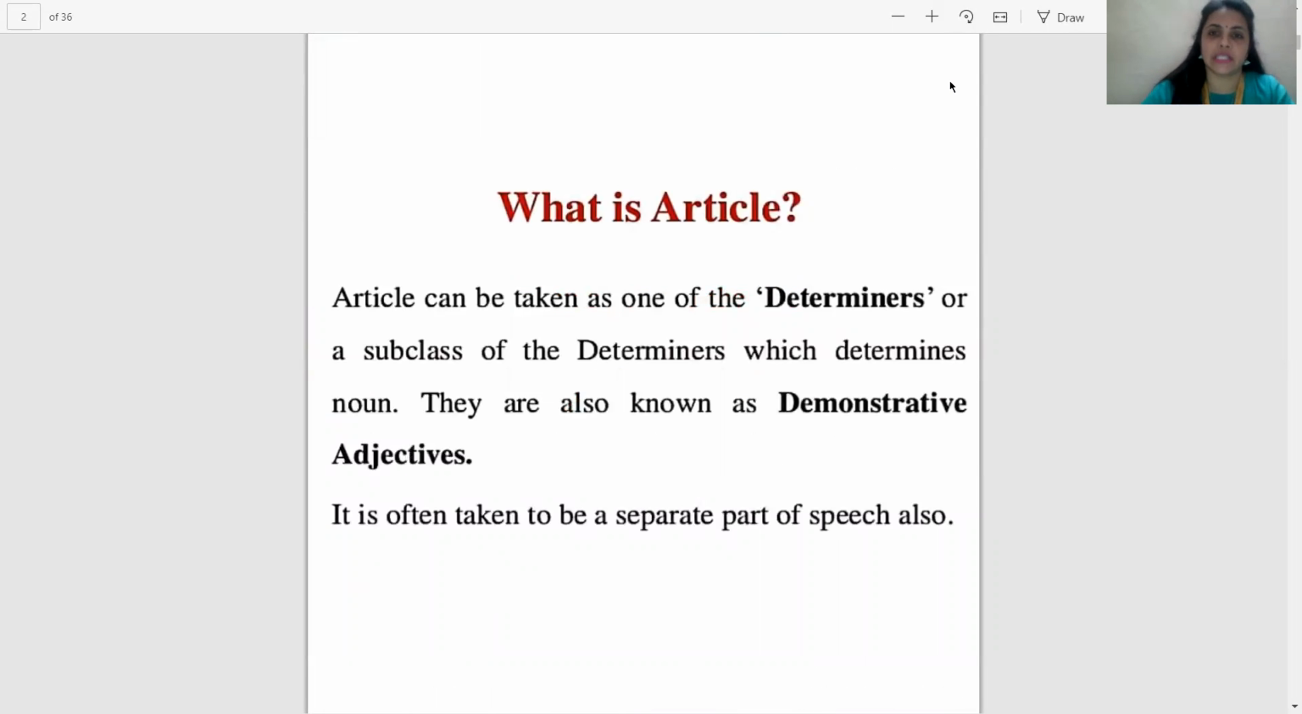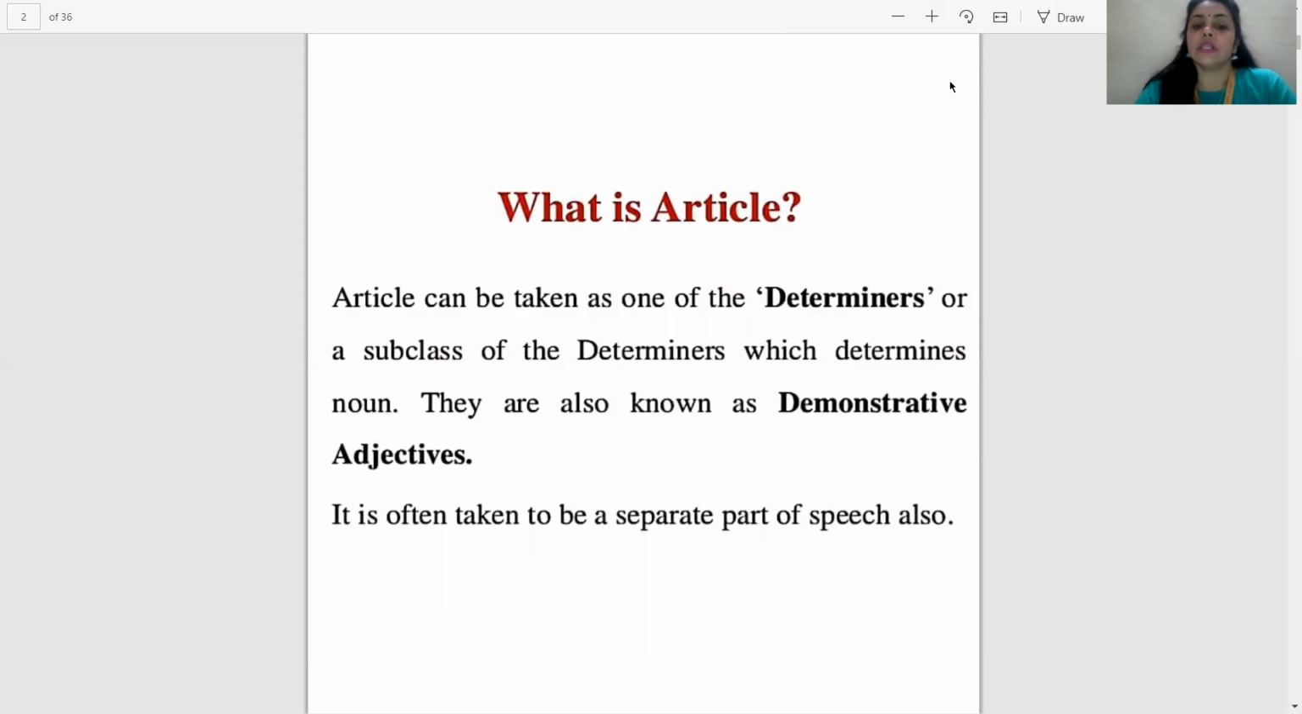What is an article basically? An article can be taken as one of the determiners. Now determiners means which determines, and what determines is noun. Because articles are always used with nouns, or for nouns we can say. An article can be taken as one of the determiners or a subclass of the determiner which determines nouns. They are also known as demonstrative adjectives.